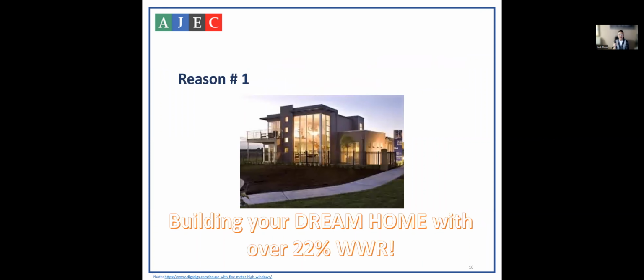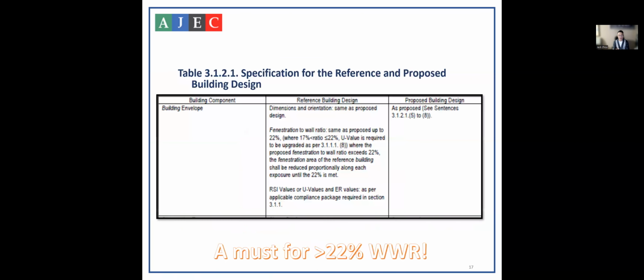So rule number 1 is when you build a building that has a lot of window to wall ratio, something like this, then you have to go through energy modeling. Anytime you have over 22% window to wall ratio, you must go through energy modeling. That is a given, okay? And when you go through energy modeling, here is the rule.